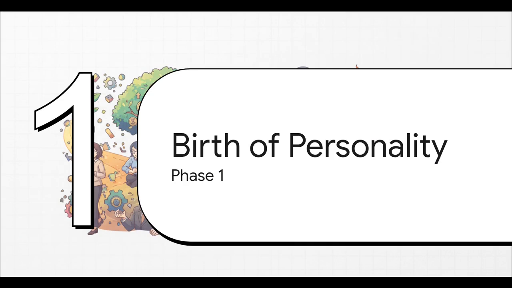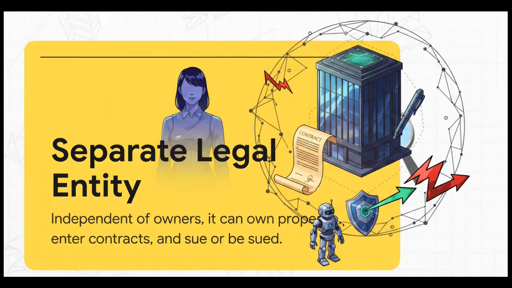Phase 1, the birth of corporate personality. Pay very close attention here, because this is the exact moment a legal fiction is born into the real world. The fundamental concept you need to grasp is separate legal entity. Drill this English term into your minds right now. A company is not its owner. It's like a completely different person. It can own property, it can sign contracts, and it can sue or be sued entirely in its own name.